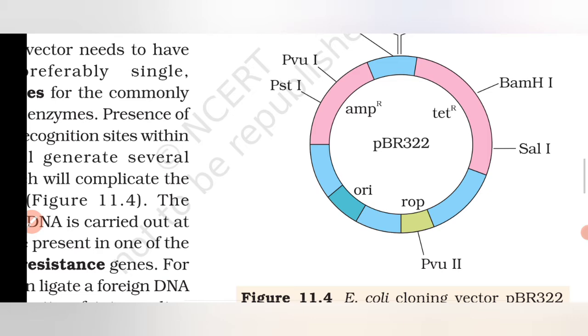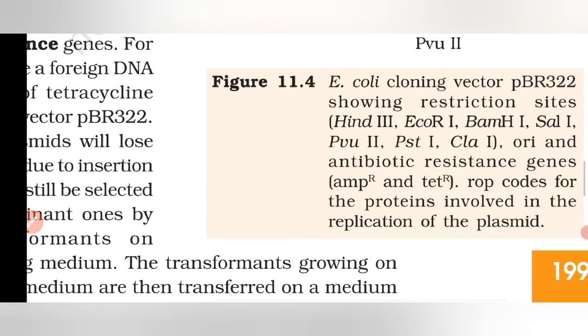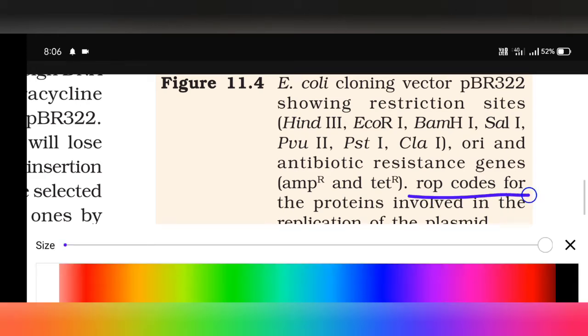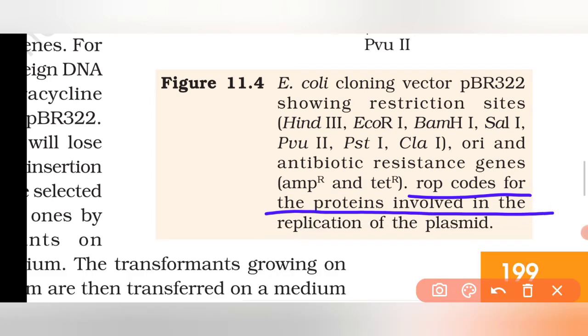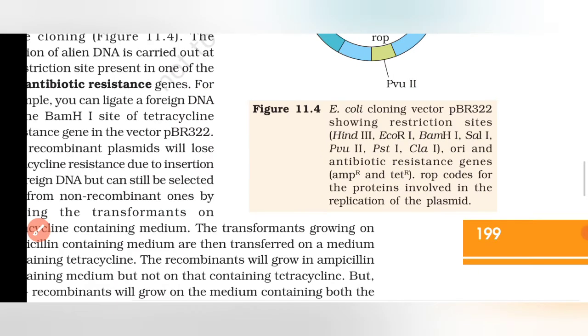Behind it, there is a rop, that is replication of plasmid. It is a site for restriction enzyme PvuII. So the function of rop is it helps in replication of plasmid, and it codes for some proteins that are required for the replication of plasmid. So in this paragraph they have given that rop codes for the proteins involved in the replication of the plasmid. That's why it is called rop: the code for proteins involved in replication of plasmid.